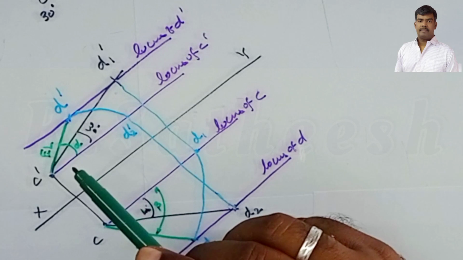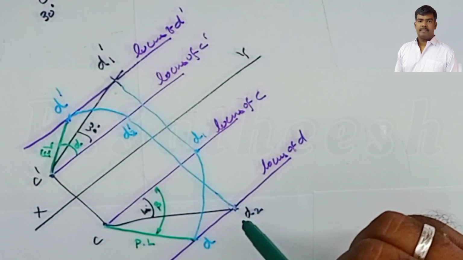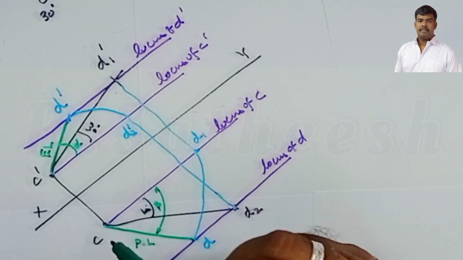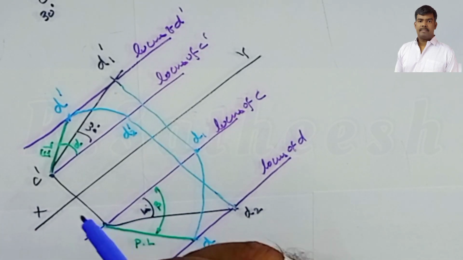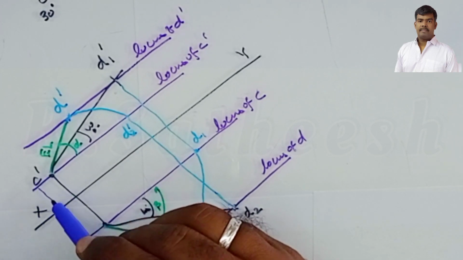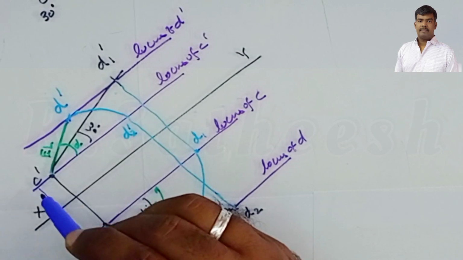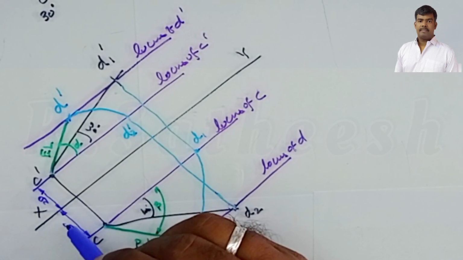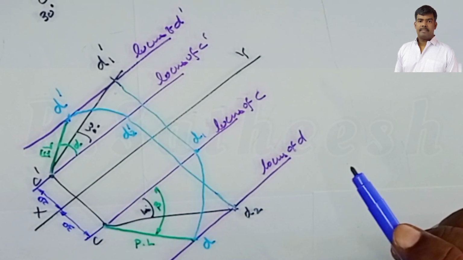A line CD measuring 80 mm long at an angle of 30 degrees to HP and 45 degrees to VP. The point C is 20 mm above HP and 30 mm in front of VP. Clear? So finally you mention the dimensions as per the standard procedure. So this is 20 above HP, 30 in front of VP, like this. Clear? Thank you.